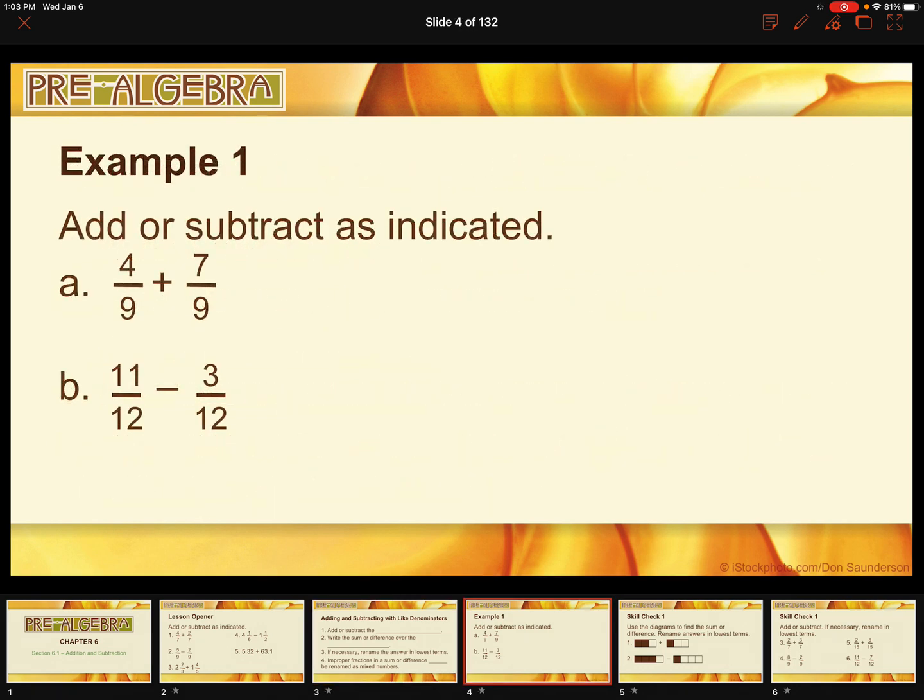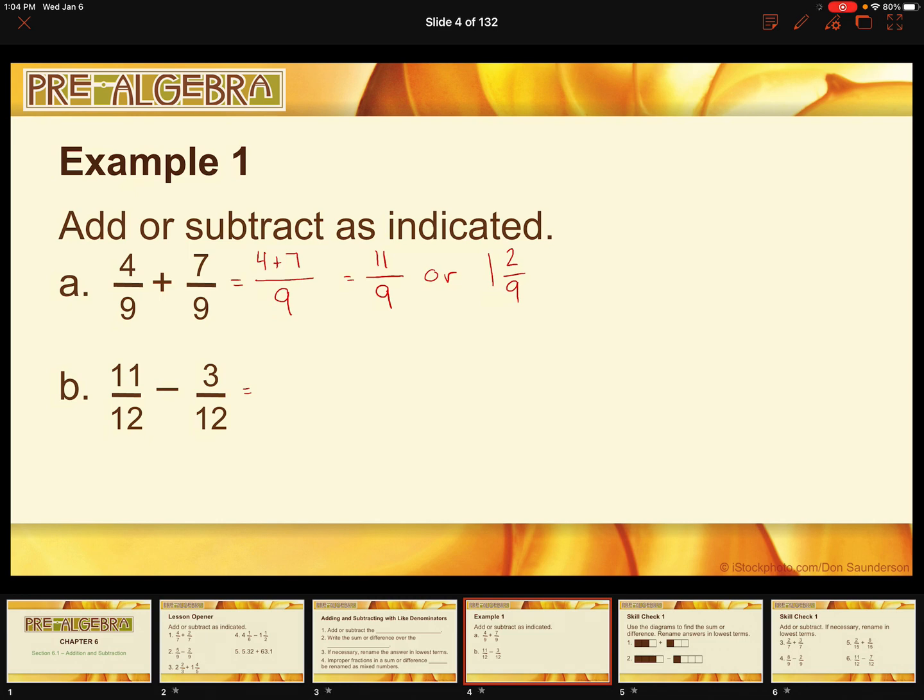So let's look at this one. Add or subtract as indicated. I see they both have a common denominator of 9. So following my steps, I'm going to do 4 plus 7 and put it over that like denominator. 4 plus 7 is 11 over 9. Now that's in simplest form. I would accept that answer, or you could write it as 1 and 2/9.